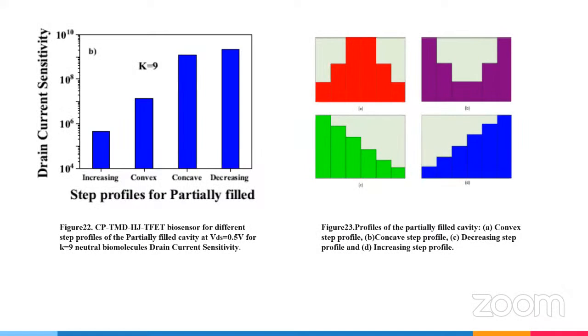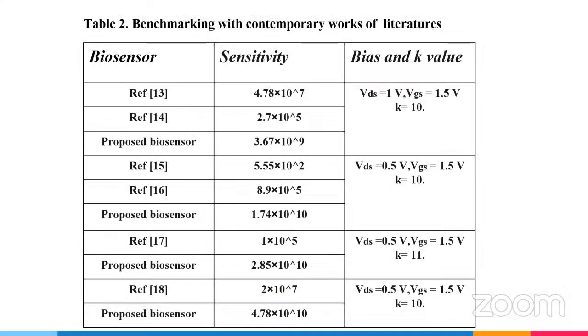Here also we have taken care of the partially filled profile, and as I have mentioned earlier, for the decreasing profile, the drain current sensitivity we are getting is very high, around 10 to the power minus 9, and these are the various partially filled profiles that we have used in our work.